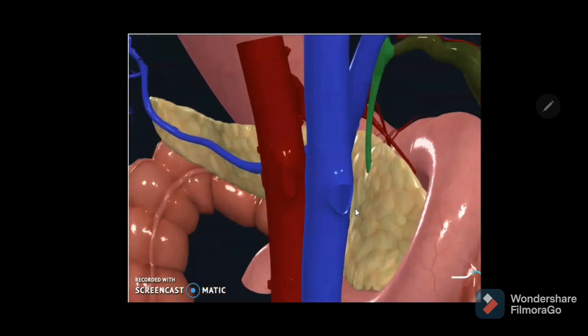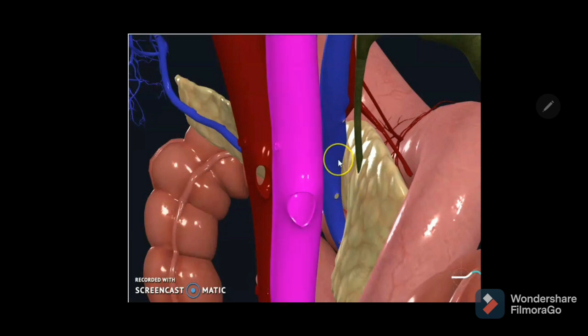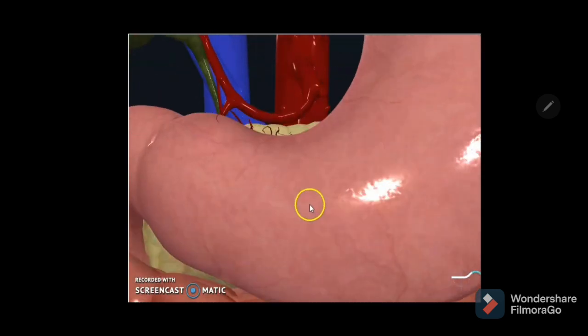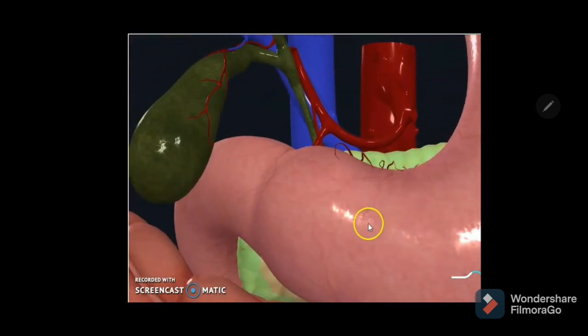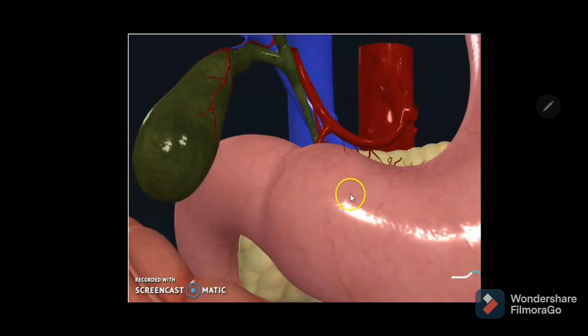So what are the relations here? Anteriorly the head of the pancreas, to the posterior side you have the inferior vena cava, and superiorly the portal vein, and to the left the superior mesenteric vein, to the right the second part of the duodenum. So these are the relations of the infraduodenal part of the common bile duct.